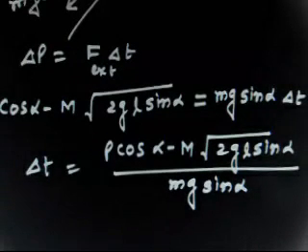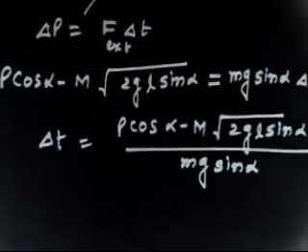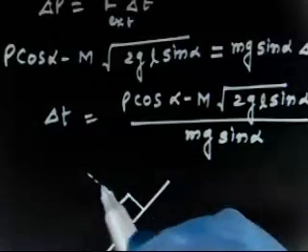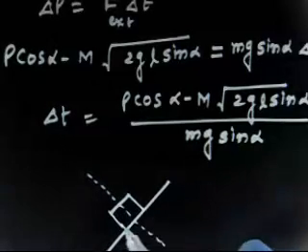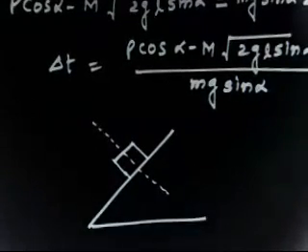Now I ask a simple question. Why have we not done the same calculation in the direction perpendicular to the incline? Why have we not applied the equation dp is equal to F external into dt in the perpendicular direction of the incline? Can anybody give me the answer?